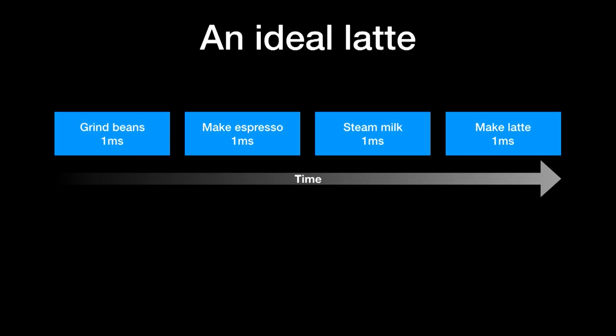Our order-coffee-and-wait function makes a latte. In our simulation, this happens in four steps. Step one, grind the coffee beans. Step two, make espresso using the grounds. Step three, steam the milk. And step four, combine the espresso and the milk to make the latte.